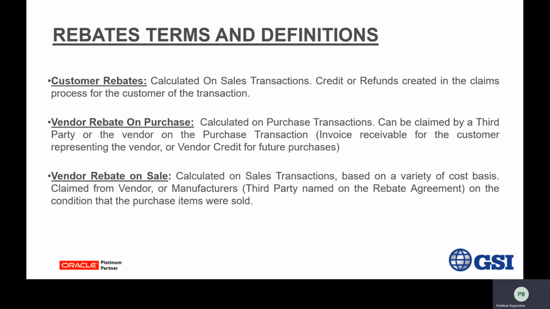And also it can be a vendor rebate on sales. So these are calculated on sales transactions based on a variety of cost bases claimed from the vendor or manufacturers. So there's a third party named on the agreement on the condition that the purchased items were sold, okay? So there are three primary types of rebates in NetSuite, but you can define more if needed.